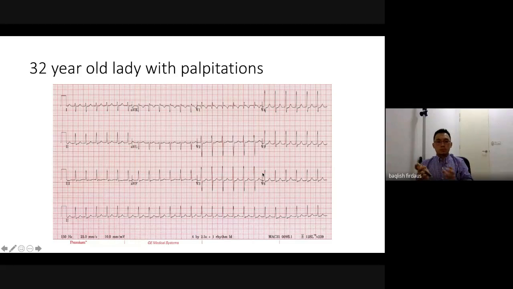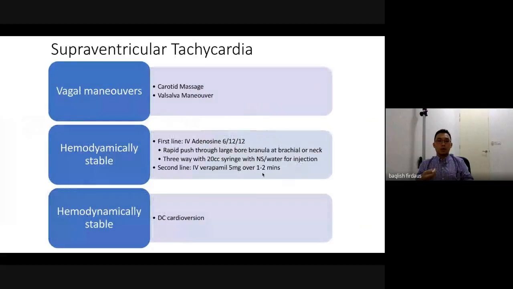Most of the time, a narrow complex tachycardia is not life threatening. So we can try a vagal maneuver, using your finger for carotid massage, or you can ask the patient to do the Valsalva maneuver, asking them to close their nose and blow until you hear their ear pop. Or if the patient is hemodynamically stable, you can try to give IV adenosine.